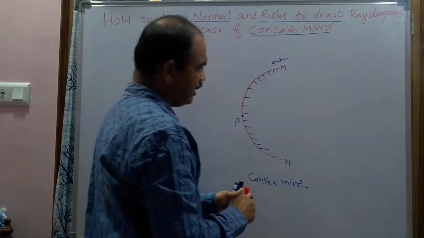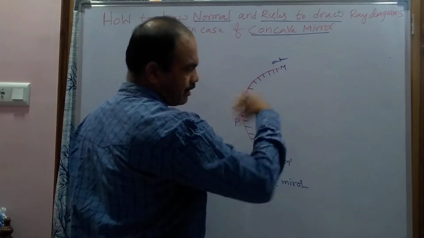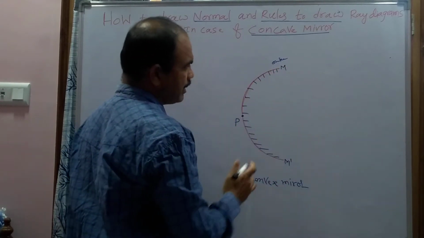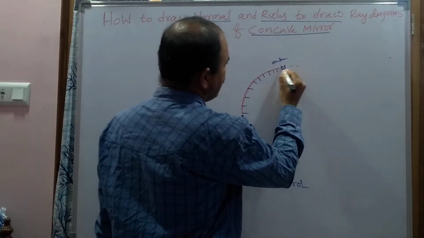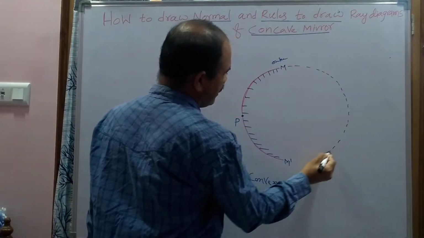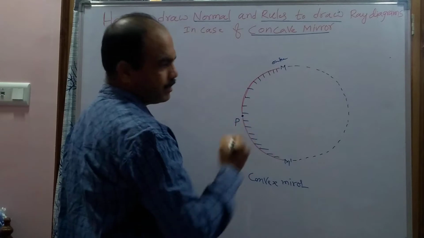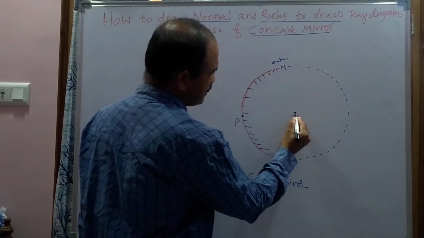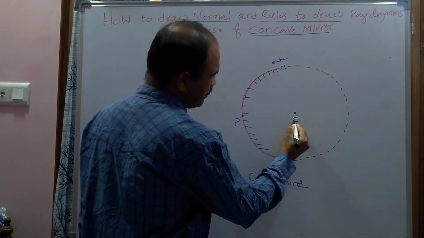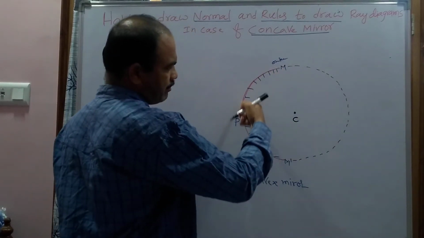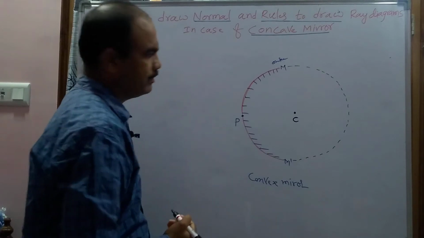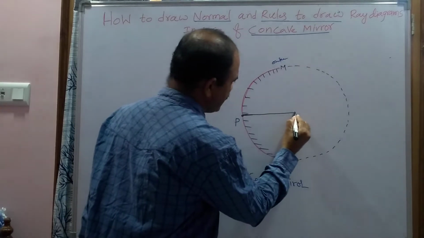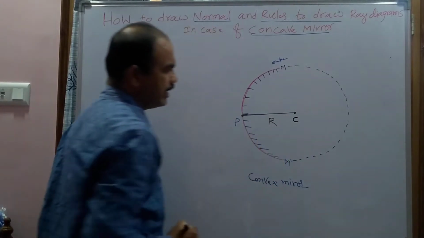After that, when I draw a sphere by taking this convex mirror as a part of it, you get a sphere. Let us imagine this is the center of the sphere. This center of the sphere is called the center of curvature of this convex mirror. The distance between the pole and the center of curvature is known as the radius of curvature.